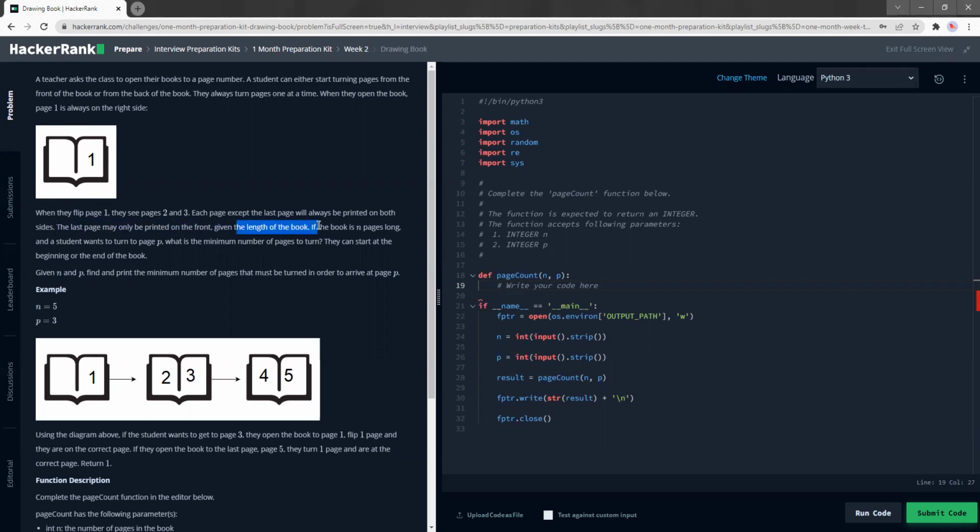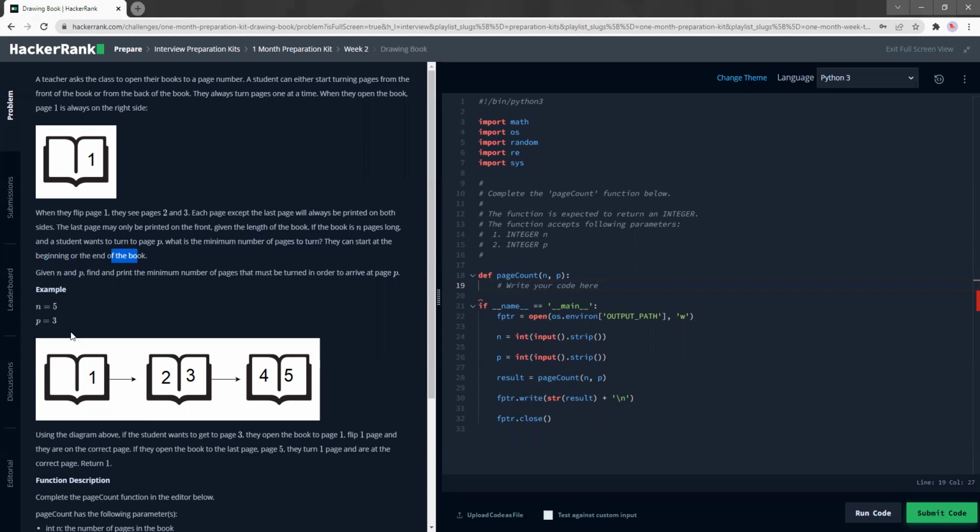Okay, so it's just like a normal book. So nothing out of the ordinary. They're just overcomplicating how a normal book would be printed out. So if the book is n pages long and a student wants to get to page p, what's the minimum number of pages to turn? They can start at the beginning or the end of the book.